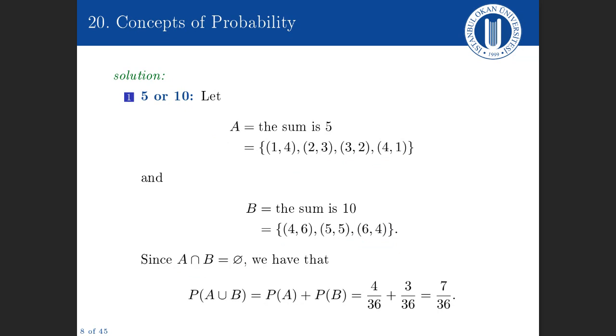So because the probability of A intersection B is 0, all we need to do is the probability of A plus the probability of B. How many elements are in the sample space? 6 on the first die, 6 on the second die, 6 multiplied by 6 is 36. There are 4 elements in A, so 4 over 36, and there are 3 elements in B, so that's 3 over 36, or 7 over 36 in total.